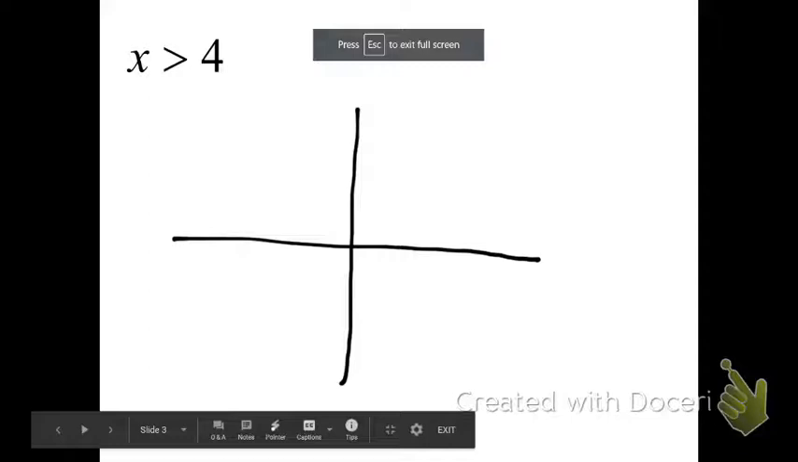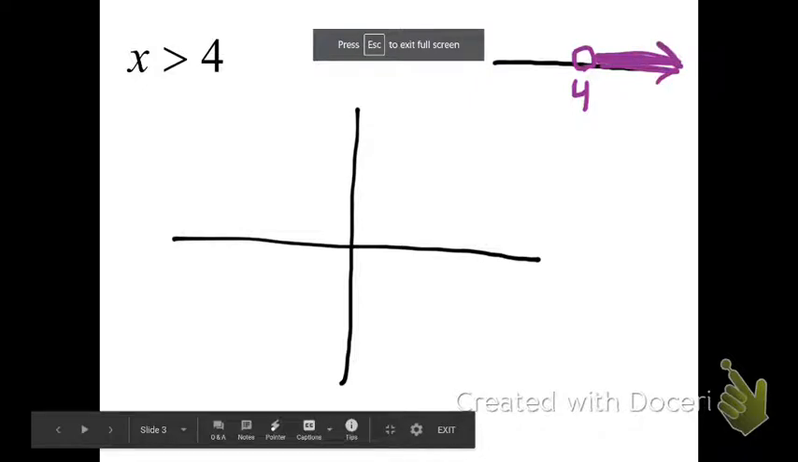Alright, here's another inequality that we can graph. Now, it's only one variable, and normally when we graph one variable inequalities, we graph it with one line, and that works because if I were to graph x is greater than 4, I could graph it like this, where it's all the coordinates to the right of 4 on a number line.